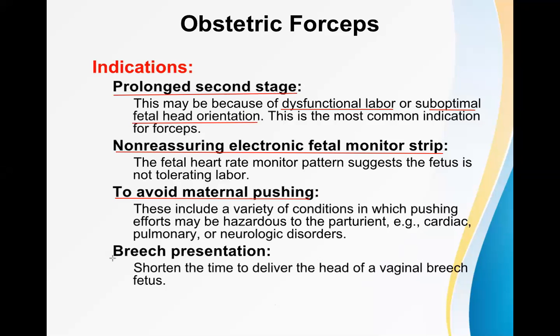And then breech presentation. To shorten the time to deliver the head of a vaginal breech fetus, we can go for obstetrical forceps. Remember, once again, you don't put forceps on the buttock area of the fetus. You allow the buttocks to be delivered, and you allow the body to be delivered. Only the head will sometimes get stuck, and to deliver that head of the vaginal breech fetus, we can apply forceps. Let's move on.